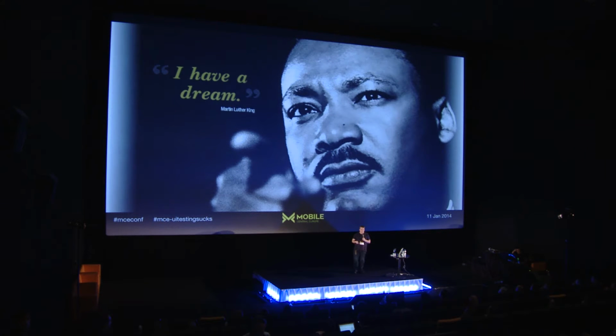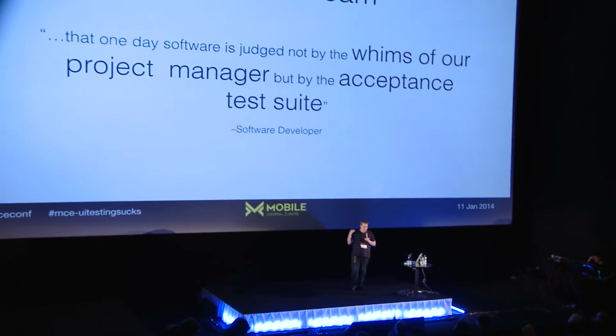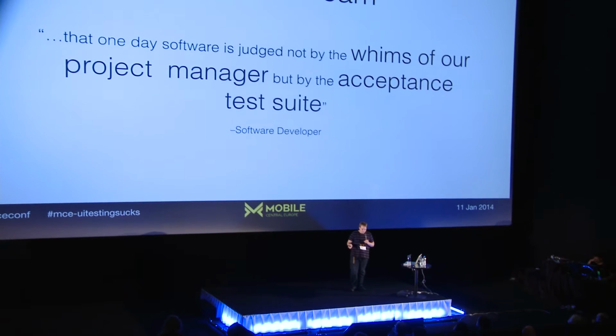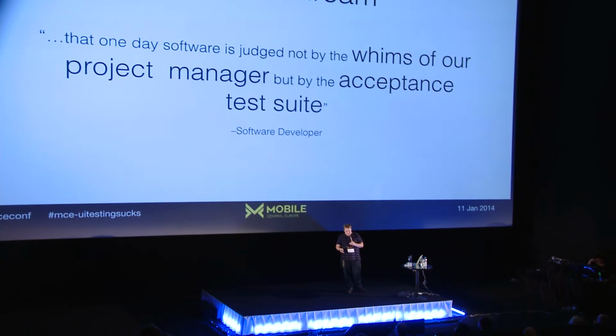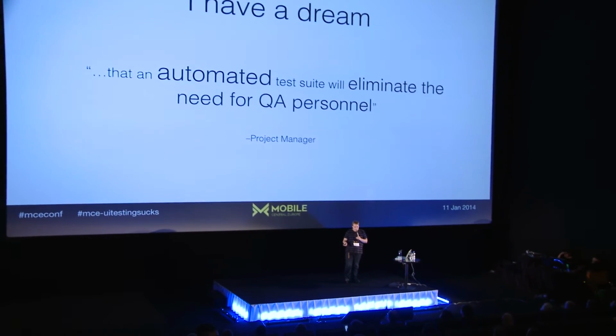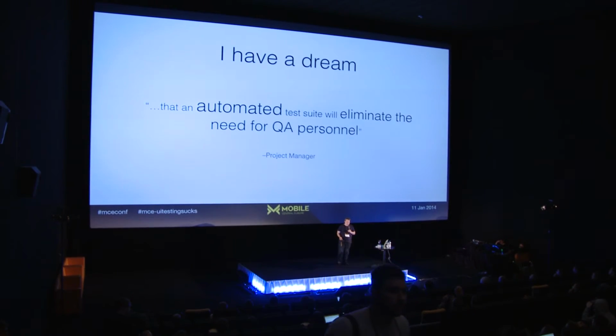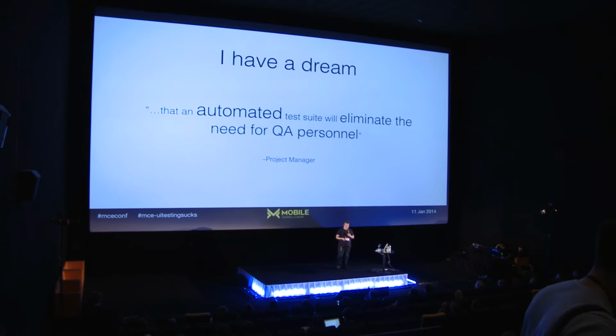And so what happens is, you guys know this guy, Martin Luther King? I have a dream, right? So many of us, when we embark on sort of a UI testing adventure, we also have a dream about how it's going to go. We have a dream that one day software is judged not by the whims of our project manager, but by the acceptance test suite. That would be really nice if we have sort of objective standards for what our software is supposed to do. Another thing that would be great is if we had an automated test suite that eliminates the need for QA personnel, so we can just fire them all and produce products much more cheaply.